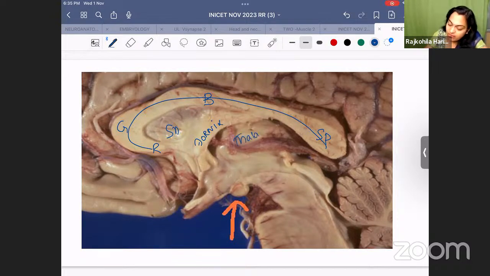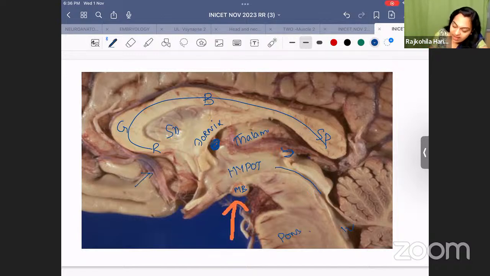This is the region of thalamus. This is the hypothalamus. The one pointer here is the mammillary body. You can appreciate the interventricular foramen here. You can see the pineal gland here, right? And this is the region of the midbrain, traversed by the cerebral aqueduct, fourth ventricle, pons.